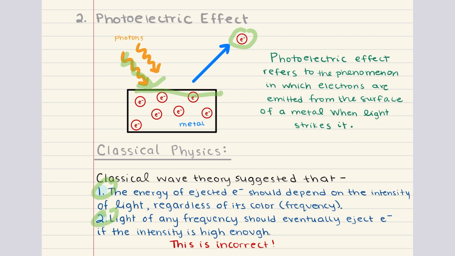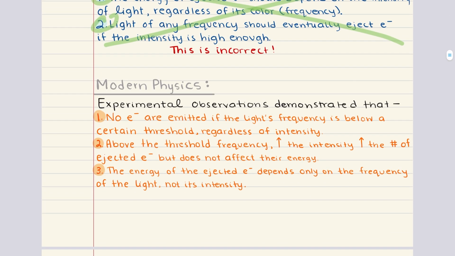Intensity here, by the way, refers to the brightness of the light, or more specifically, the amount of energy being delivered to the metal per unit area per second. Classical physics assumed that increasing the intensity of the light should increase the energy of the ejected electrons. However, these predictions were proven incorrect through careful experiments on the photoelectric effect.